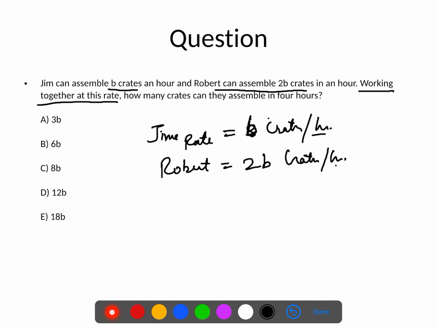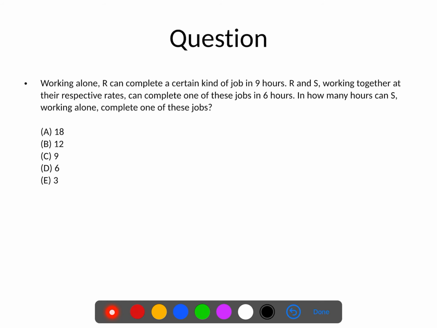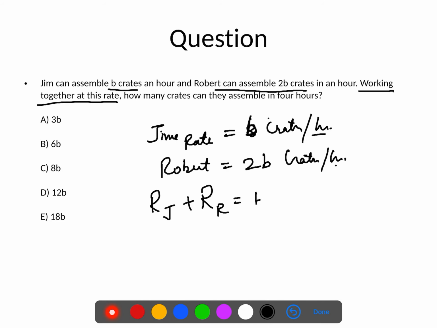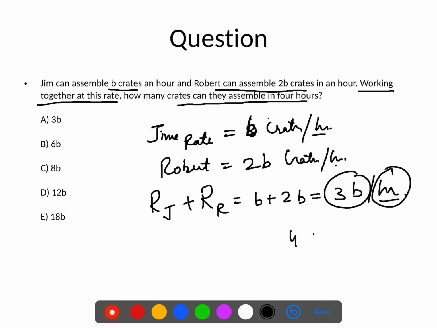Working together at this rate. Working together means rate of Jim plus rate of Robert. The rates will get added, so they'll do 3B per hour. How many crates can they assemble in 4 hours? So in 1 hour they do 3B, in 4 hours they'll do 4 into 3B, 12B. That's our answer.